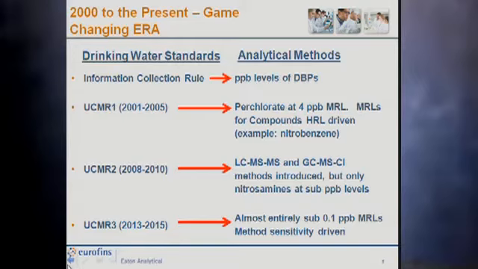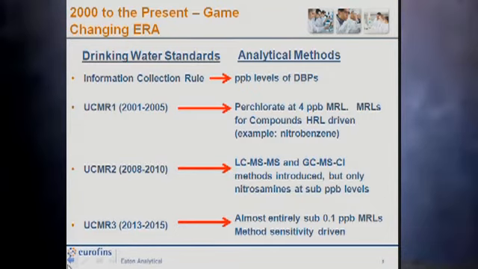The first round from 2001 to 2005 had really only one new analytical method, which was perchlorate, with what we would now consider a high minimum reporting level of 4 parts per billion. Most of the MRLs, minimum reporting levels, in the first UCMR were really driven by the health reference level and not by what the analytical methods could do. However, in some cases, those health reference levels did lead to changes in methods.